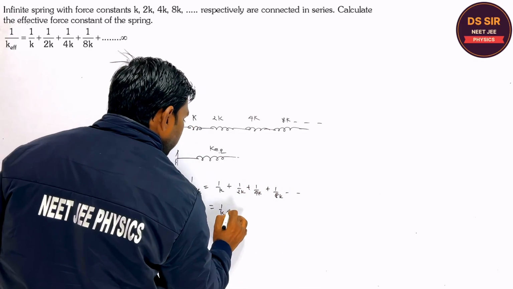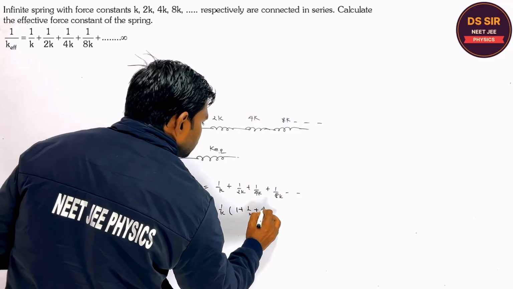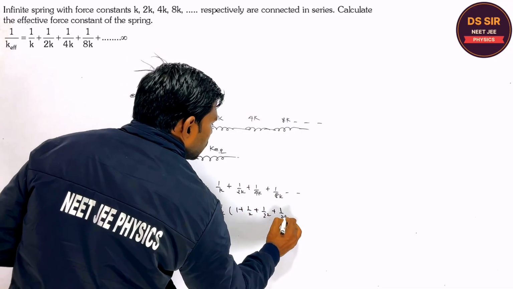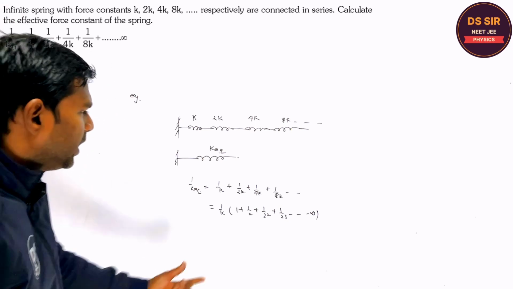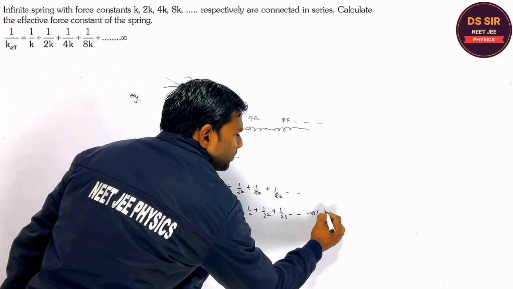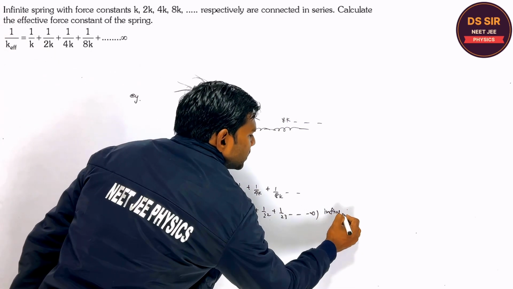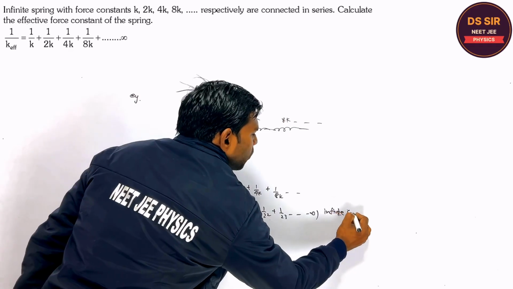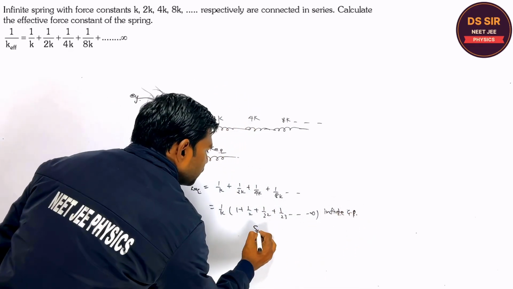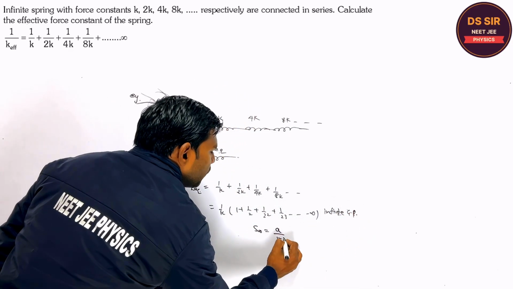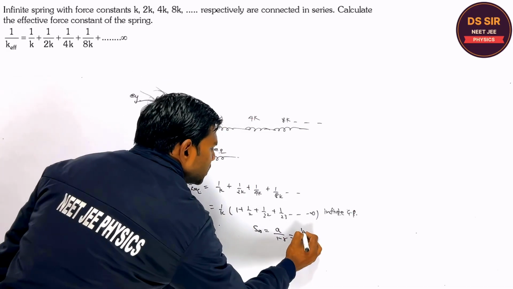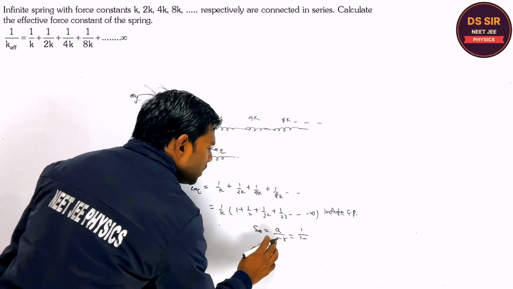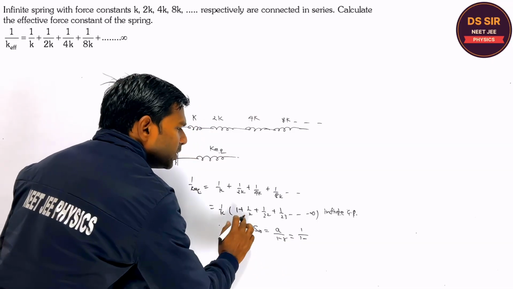If you take 1 upon K common, 1 plus 1 by 2 plus 1 by 2 square, 2 cube up to infinity. What is it? You tell. It is an infinite GP. What is the sum of an infinite GP? It is equal to A upon 1 minus R. What is the A over here? A is the first term, which is equal to 1. And what is the R? It is the common ratio. It is 1 by 2.